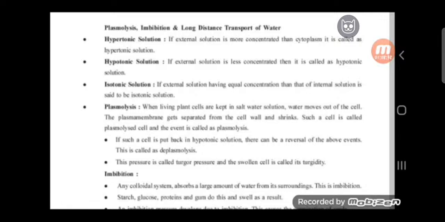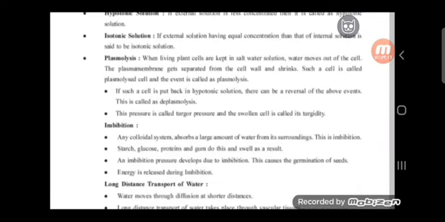And isotonic solution: if it has equal concentration, then the internal solution is said to be isotonic. If the external solution has less than the cytoplasm, then we say it as hypotonic. If it has more, then we say it as hypertonic. In isotonic, it will be equal concentration. We say it for the internal solution; we do not say it for the external solution, because external solution does not come here.